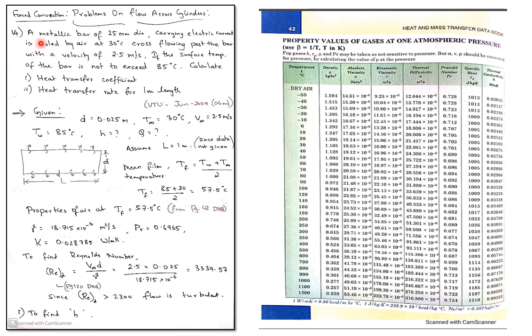A metallic bar of 25 mm diameter carrying electric current is cooled by air at 30 degrees, cross flowing past the bar with a velocity of 2.5 meters per second. So he has given the velocity of the flow. Similarly, he has given the temperature of the fluid. If the surface temperature of the bar is not to exceed 85 degrees Celsius, he has given the surface temperature. Usually we take it as wall temperature. Now he is asking to calculate the heat transfer coefficient and heat transfer rate for 1 meter length.